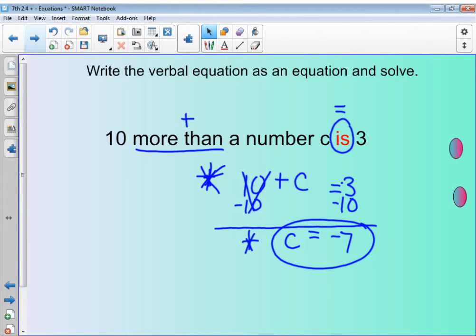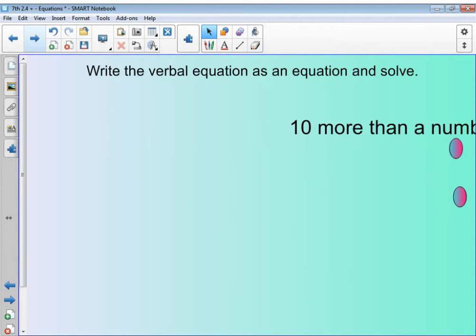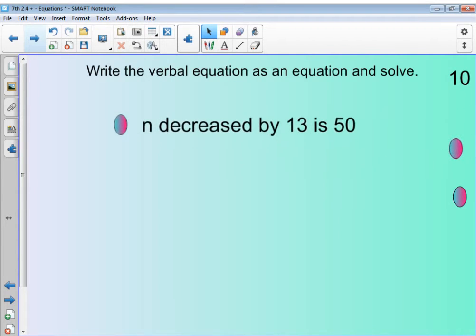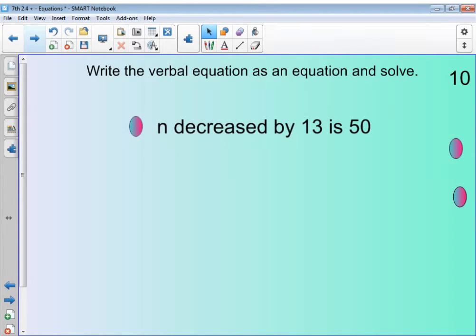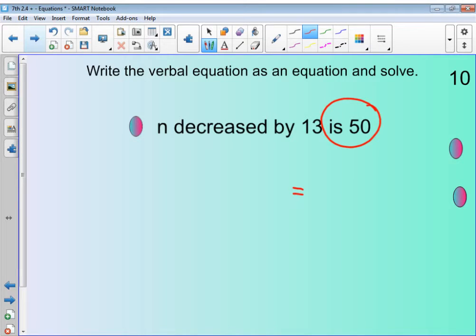Okay, so let's try another one. N decreased by 13 is 50. So we should at least be able to do that part right away. So is 50 means equals 50. And then we have to understand some vocab terminology. So decreased means subtracted by. So I have N decreased by 13 equals 50. And I'm going to write that equals 50 closer.